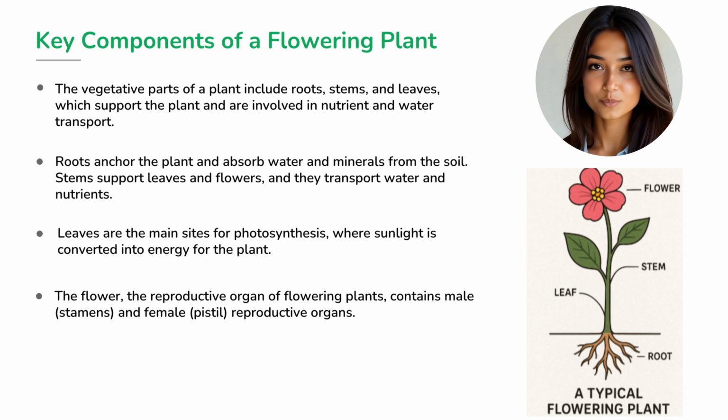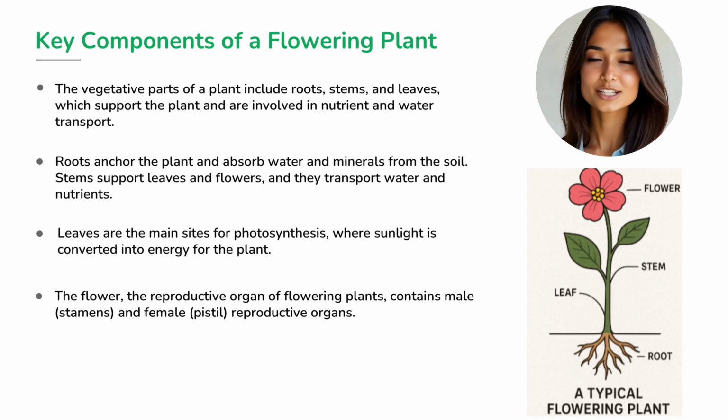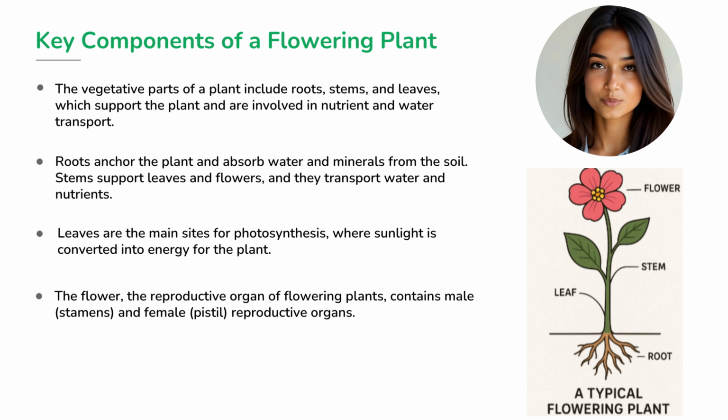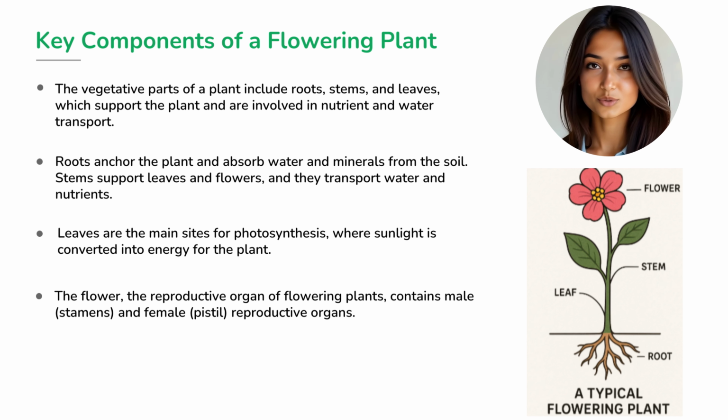Of course, no plant is complete without flowers. Flowers are nature's reproductive organs. They house the male and female parts of the plant, ensuring that life continues with each blooming season. As you can see in this diagram, the roots, stem, and leaves all play vital roles. Let's move on to explore the real star of the show, the flower.